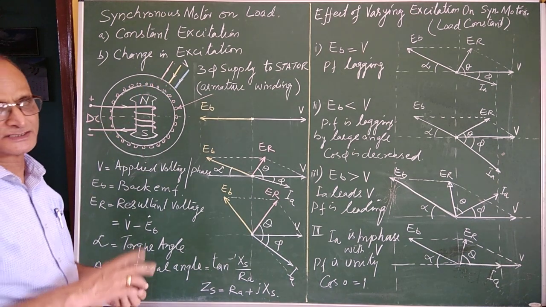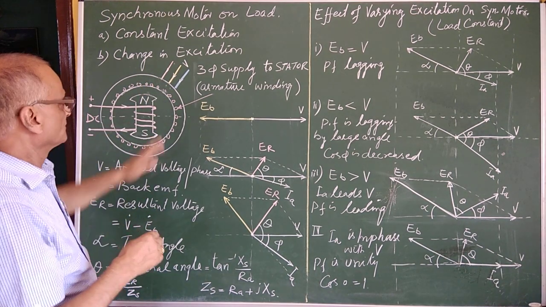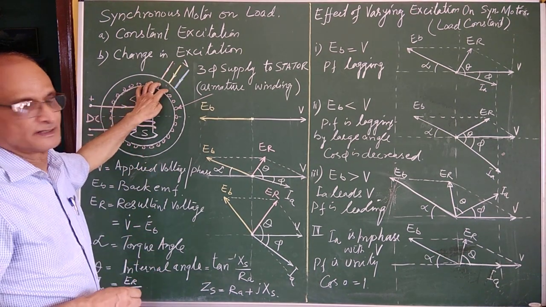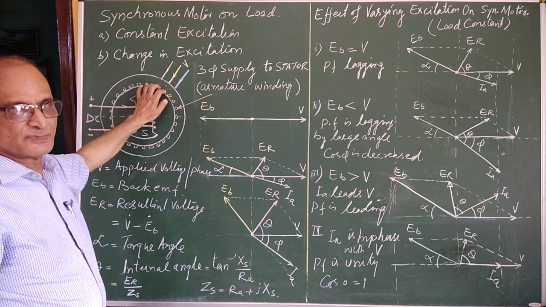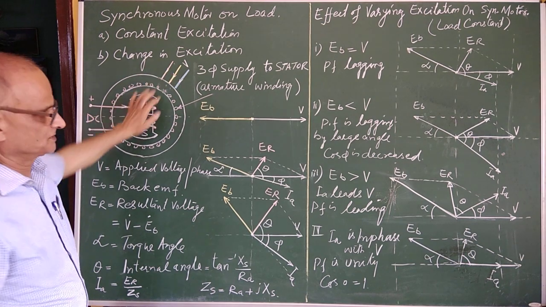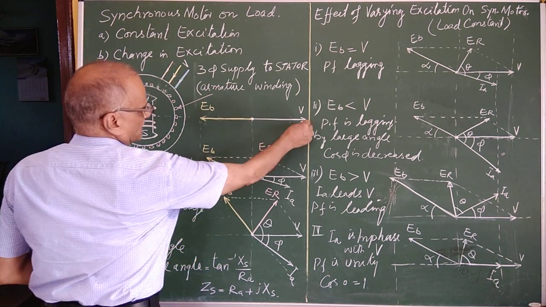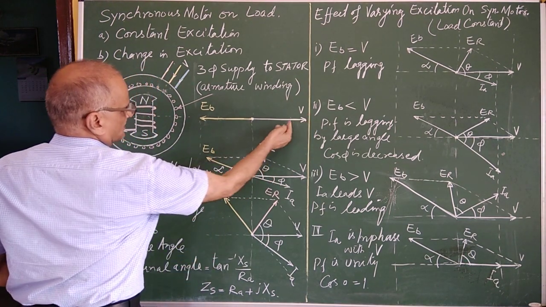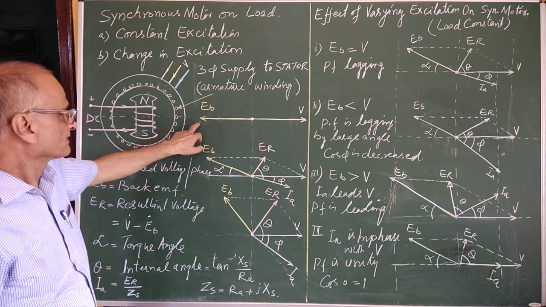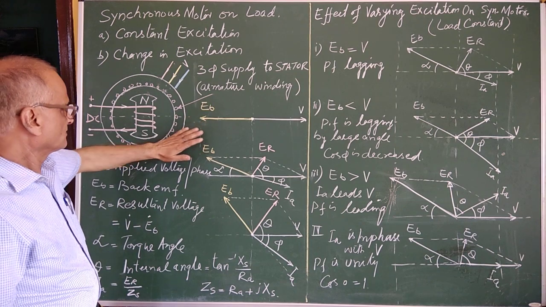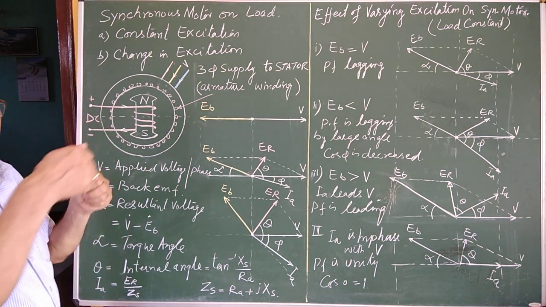Now armature winding has two voltages. First is the applied voltage and second is the induced EMF. This induced EMF opposes the applied voltage. So this is the diagram of applied voltage, and this is the induced EMF in opposition to applied voltage. So this is when rotor is connected to the prime mover.